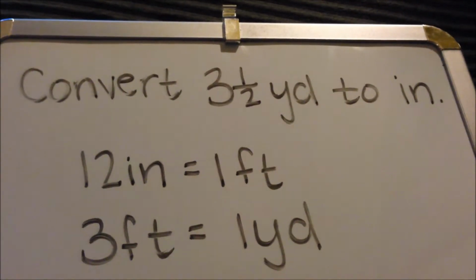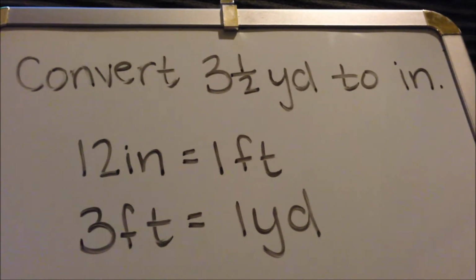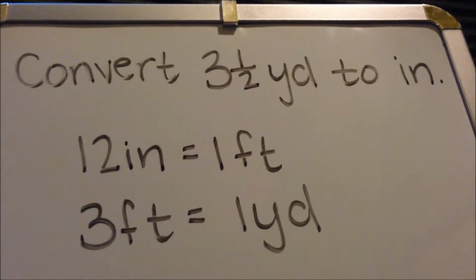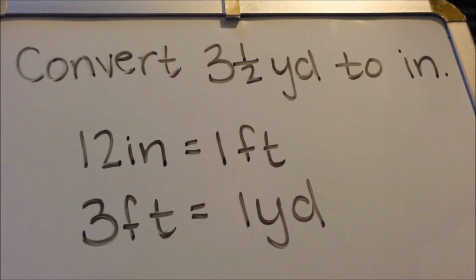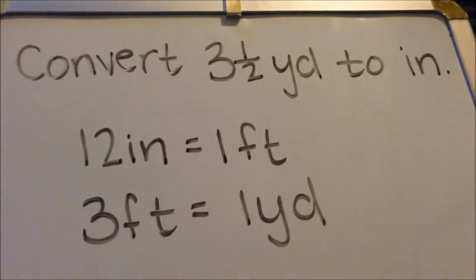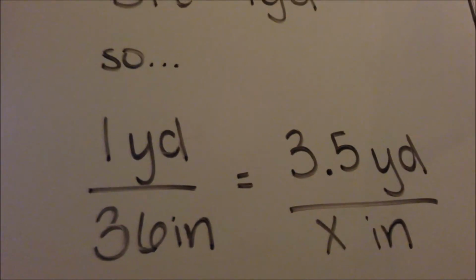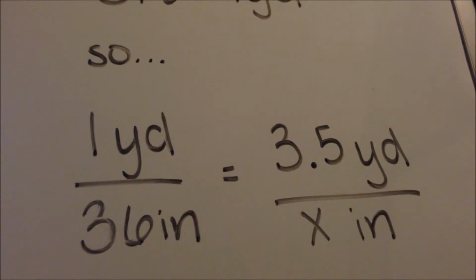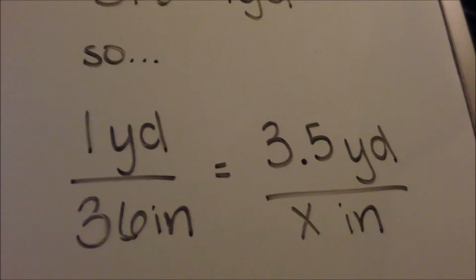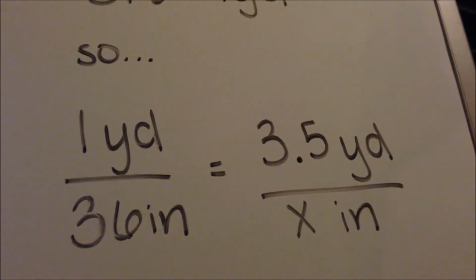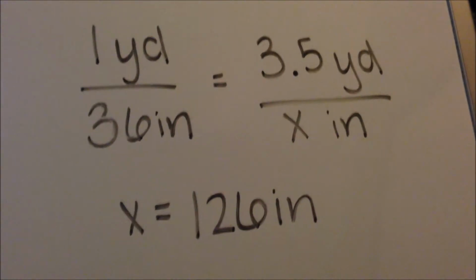Convert 3 1/2 yards to inches. We know that there are 12 inches in 1 foot and there are 3 feet in 1 yard, which means that there are 36 inches in 1 yard. All you do is multiply 12 by 3. So if 1 yard has 36 inches, we set that equal to 3.5 yards over x inches. Cross multiply and we get 1x equals 126 inches.